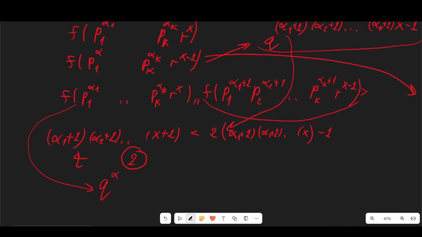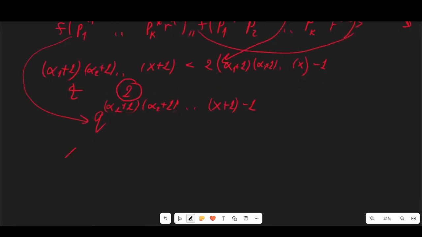we have to take q to the alpha 1 plus 1, alpha 2 plus 1, and so on, x plus 1 minus 1. Because this must have the same number of positive divisors as p1 to the alpha 1 up to r to the x. And now we are checking the answer.